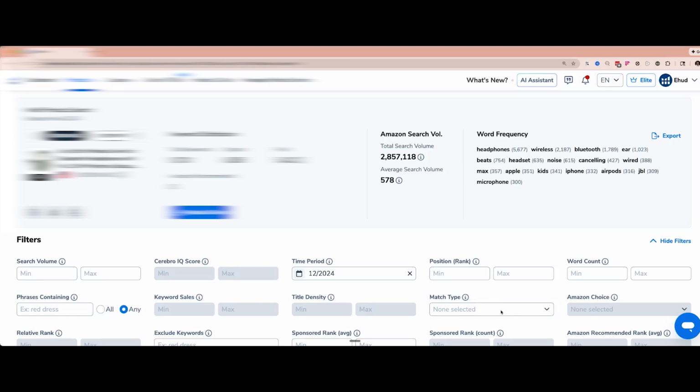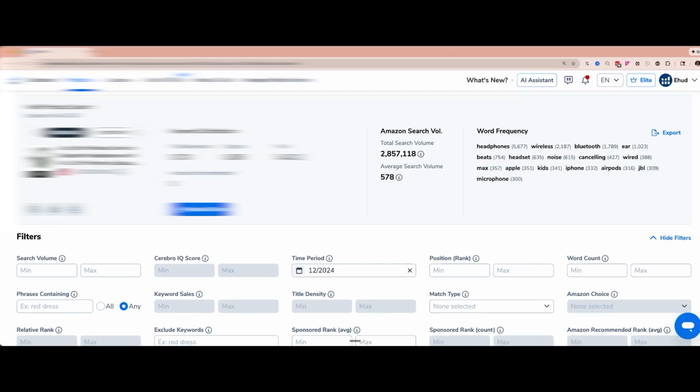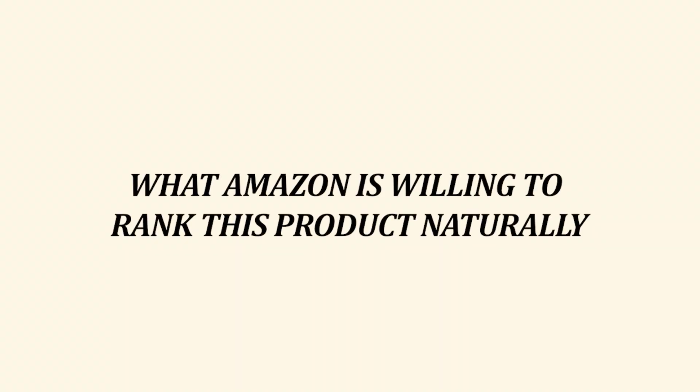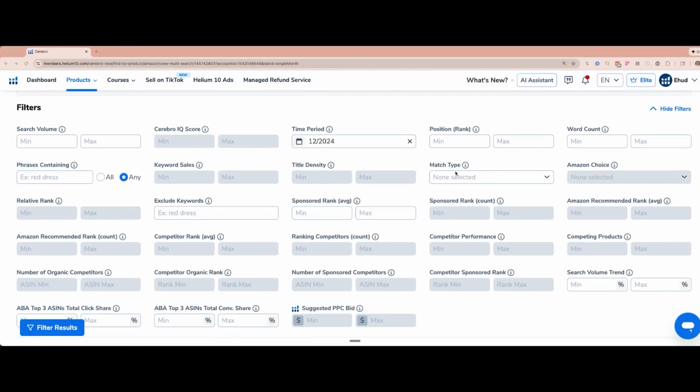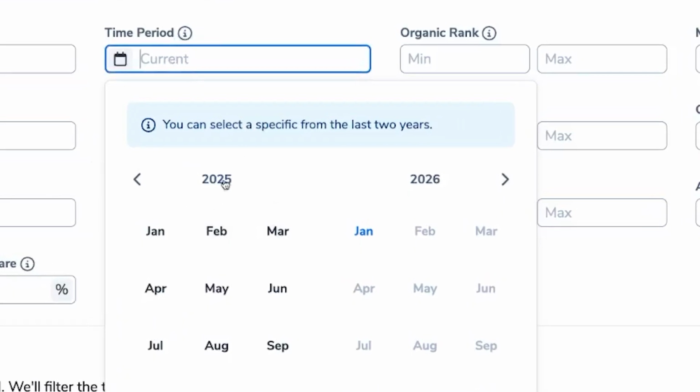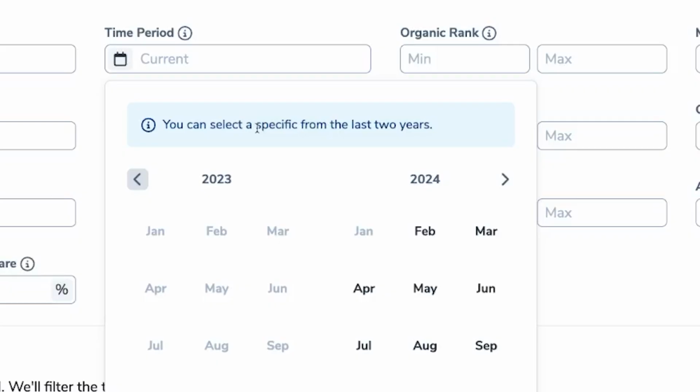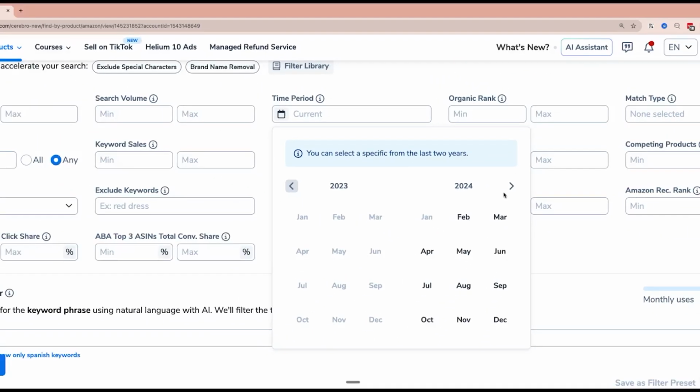Now that the data loaded, the first thing we want to do to simplify it, I don't want sponsored data mixed in yet. We will get to that, but right now I just want to see what Amazon was willing to rank this product on naturally at that time. Okay, so let's say we want to see the organic positions. If you click time period over here, you can just choose the month directly from here. But again, I like to go through the way that I showed you so you can see month over month and know where you want to exactly look.